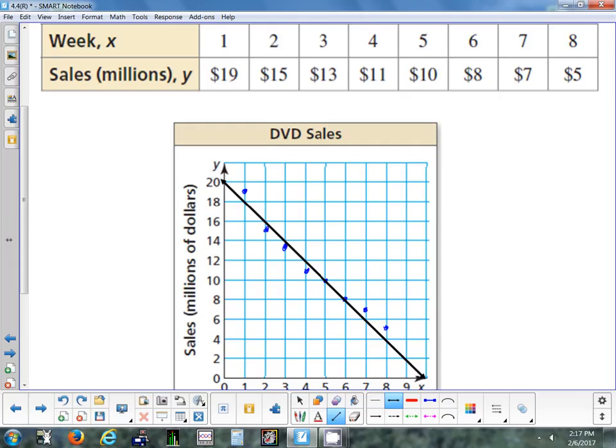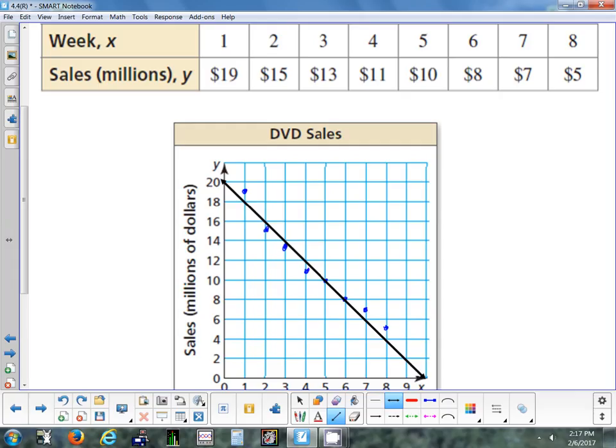How many points are under my line? 3. 1, 2, 3. How many points are above my line? 3. That's what you want. And there's actually, 1, 2 right on it. So I would say that's a pretty good line. Right. So now I want to find the equation of that line.